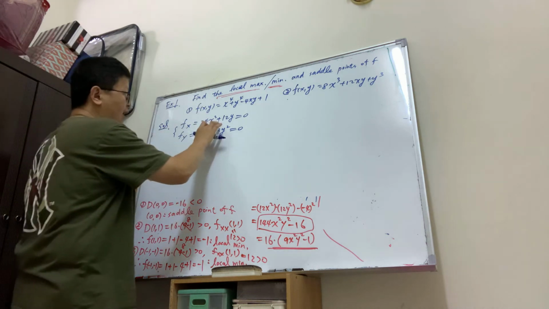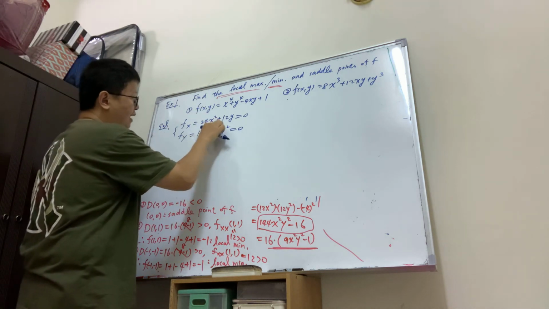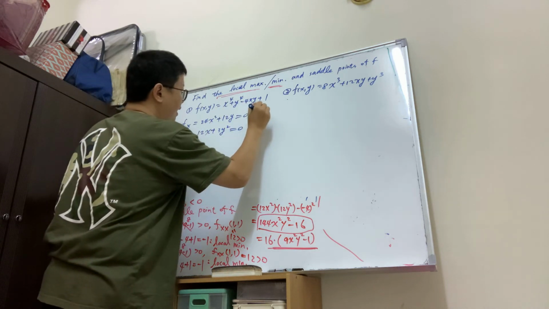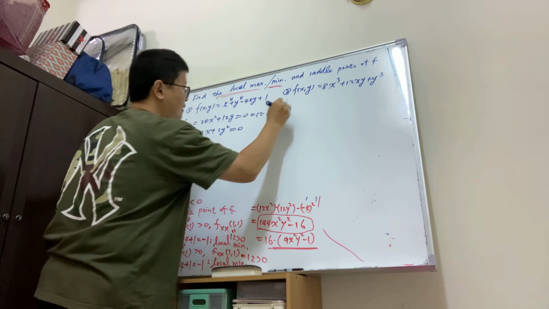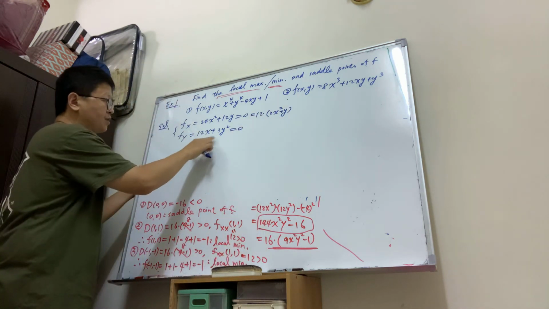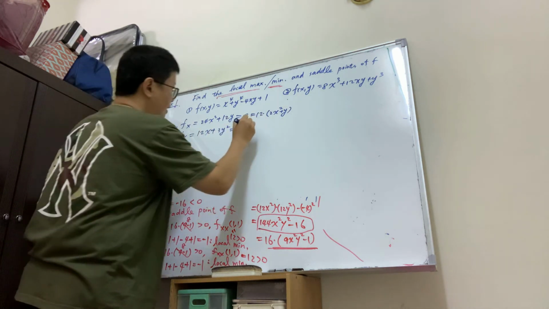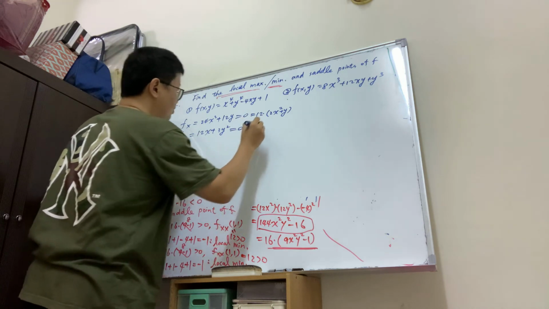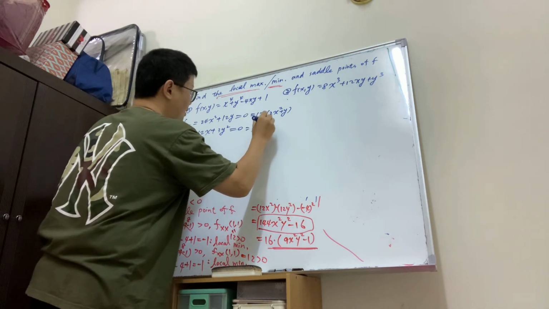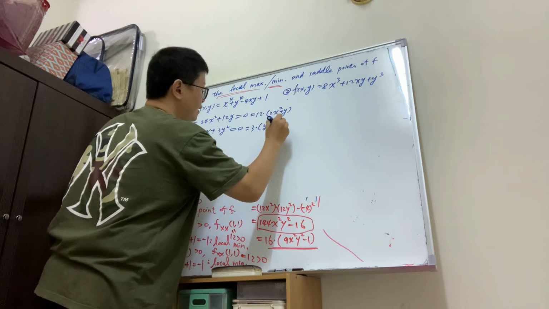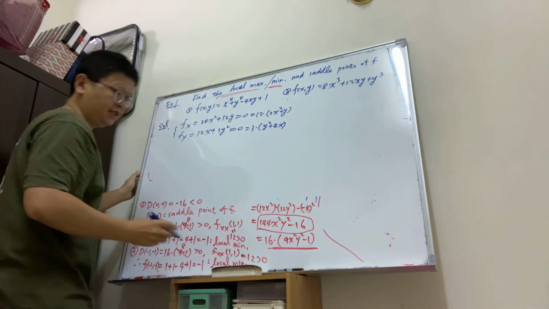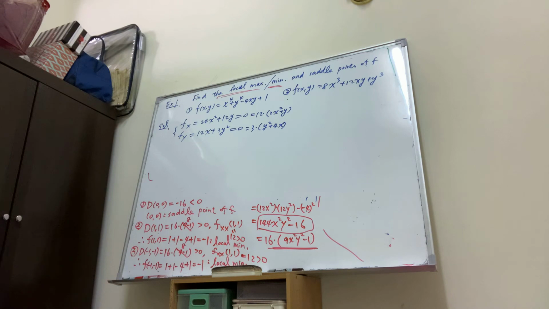For this one, both terms have the common number 12, so we could take it out, and then here we still have 2x squared plus y. And here both terms have the common number 3, so we could take it out. So it's y squared plus 4x. And both of them are 0.